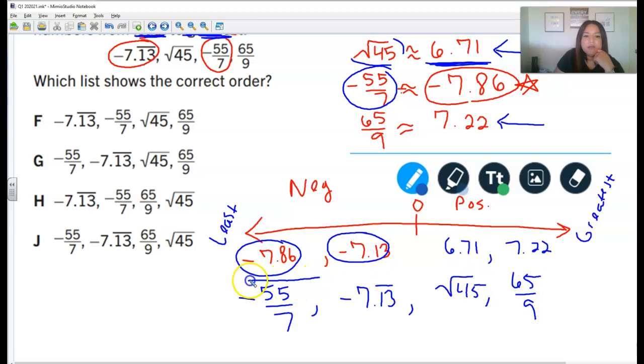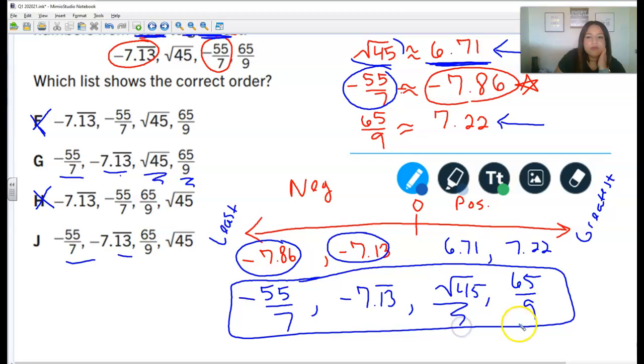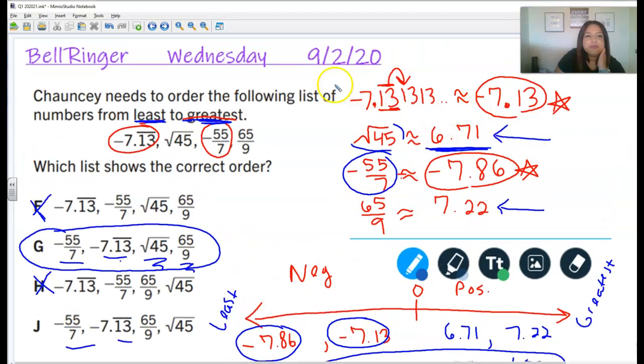Okay, so now I have them in order from least to greatest. I get to go ahead and look at my answer choices. Now I notice that already these are out, right? Because they didn't start off with the right one. And then they're kind of having the same thing, but here's where they're different, right? So I have first the square root of 45 and then this one. So I'm going to go ahead and say my correct answer is there. Okay, all right, let's move on.